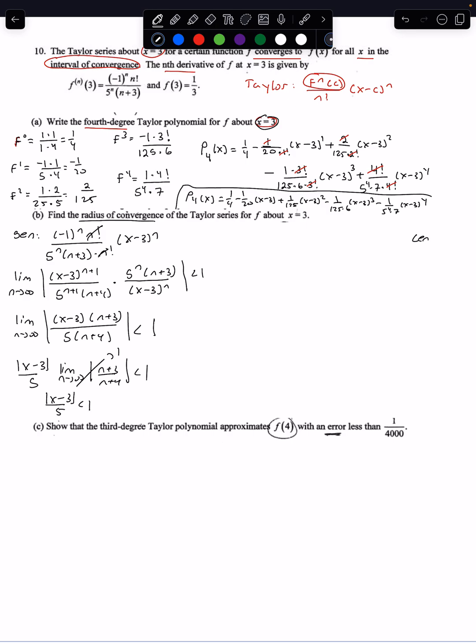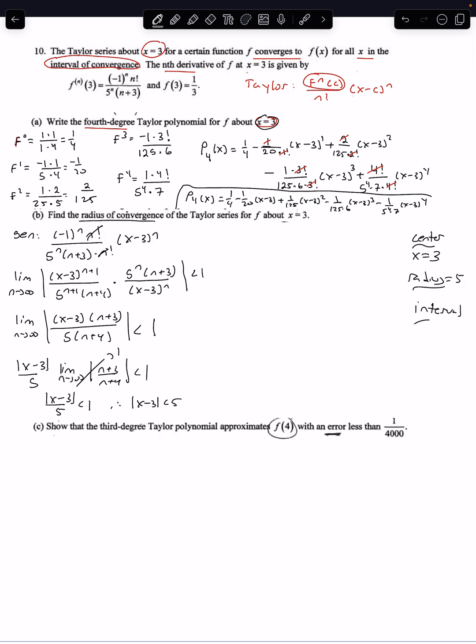So now I can take a look. My center is x equals 3. My radius, we can now solve that over here. We can get our radius, and that's going to be the absolute value of x minus 3 is less than 5. So our radius here will be 5. And now all we have to do is get the interval.